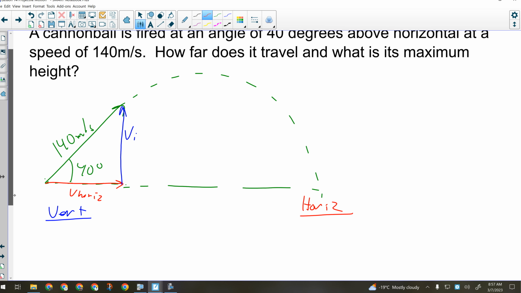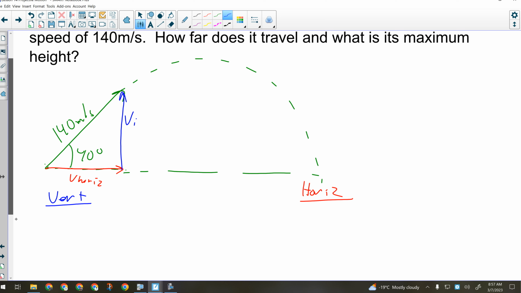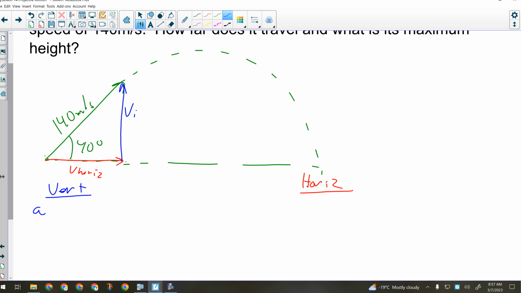So from a vertical perspective, we know acceleration is negative 9.81 meters per second squared. And if we're talking about the whole flight, the displacement would be 0. But most importantly, we've got to calculate the initial vertical velocity from our projected velocity vector. That's the 140 at 40 degrees.